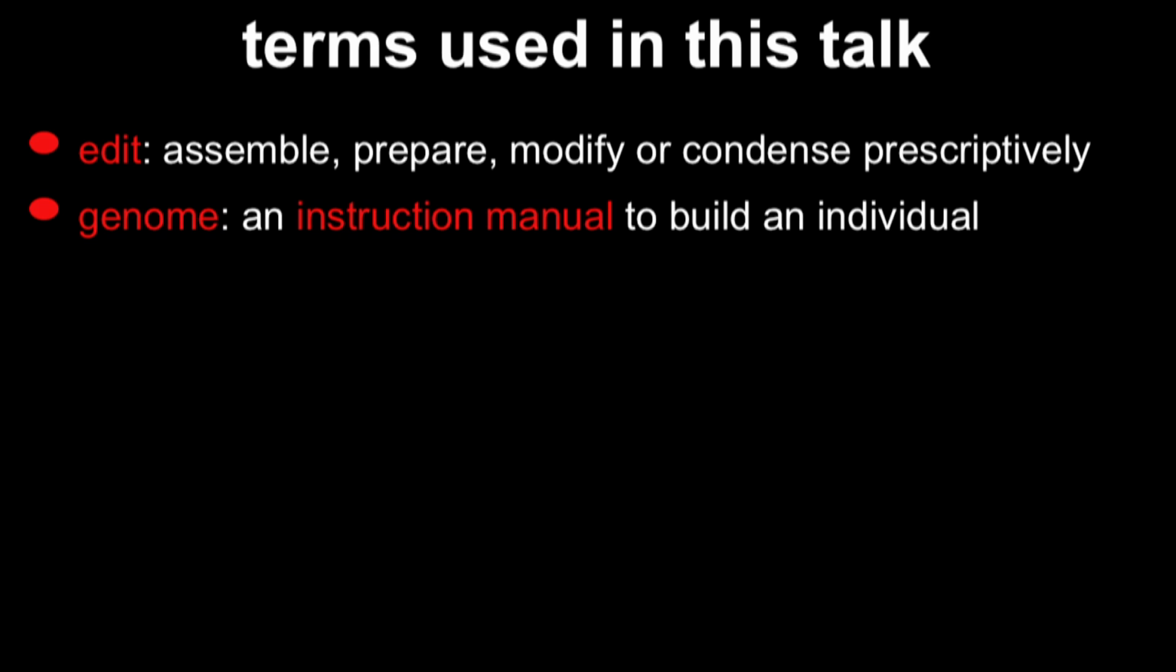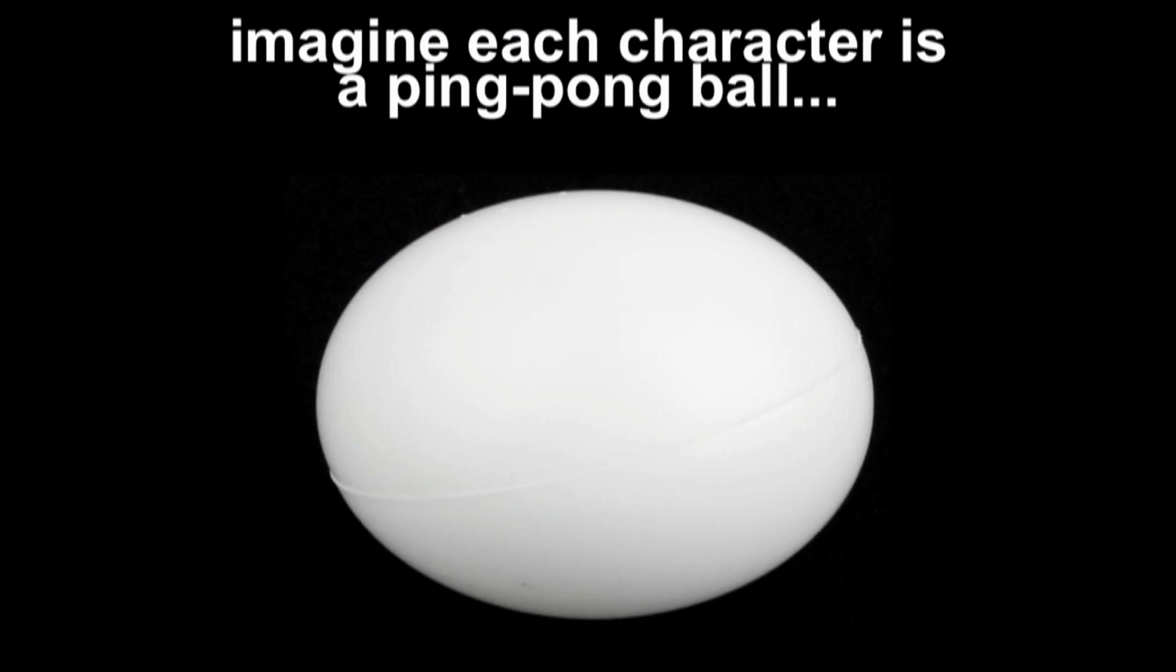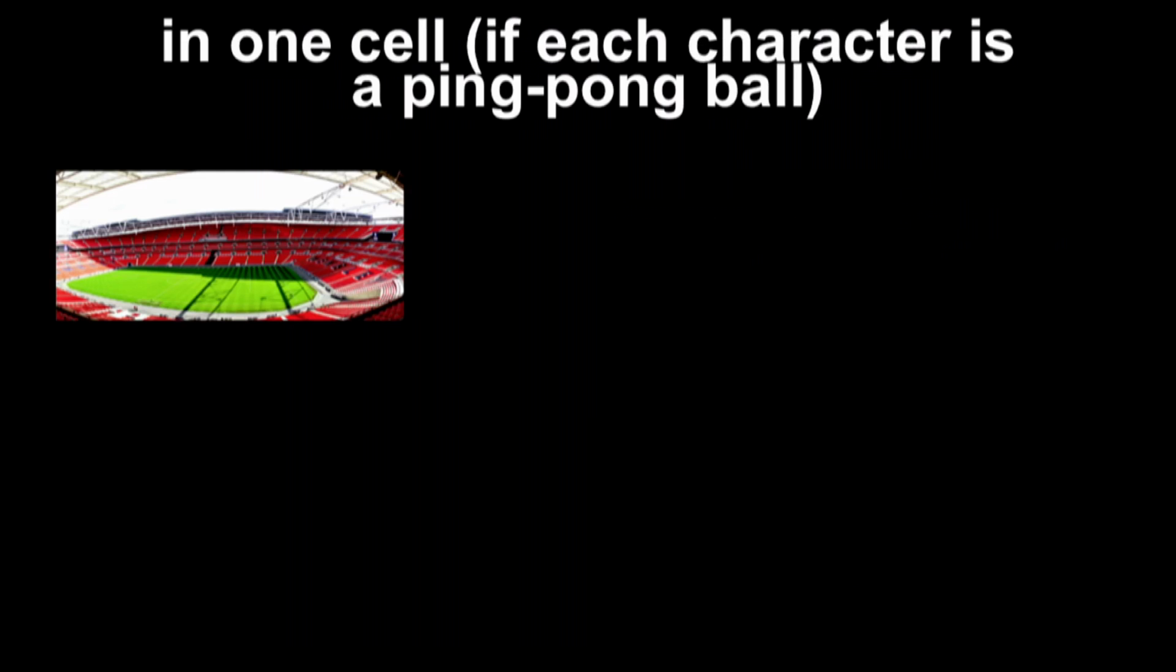And each one of those instruction manuals contains 3.2 billion characters or so, making a total of 6.4 billion characters per cell. And to give you an idea of how many that is, if we imagine that each character is a lowly ping-pong ball, there'd be enough ping-pong balls to fill Wembley Stadium, which is the national soccer stadium of England, not once, but 6 times. So as you can see, I'm talking a lot of balls.